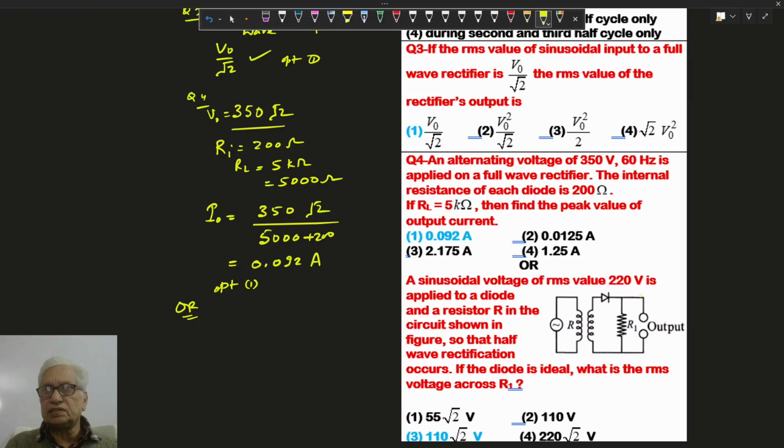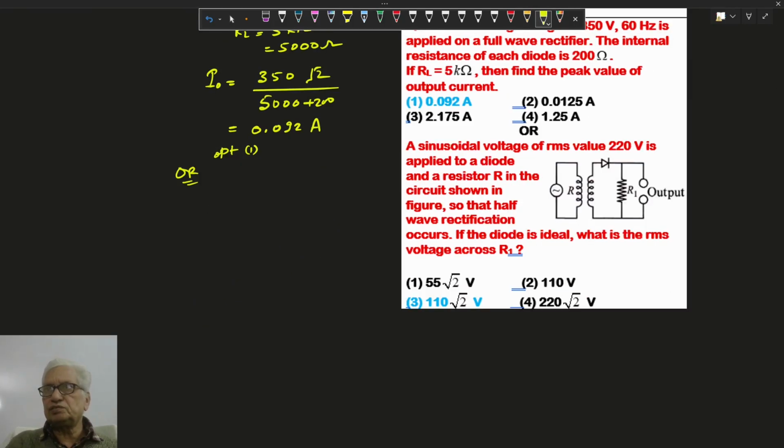Now the next part. Here a sinusoidal wave of 220 volt is applied to a half wave rectifier, and we have to find the RMS voltage across R1.